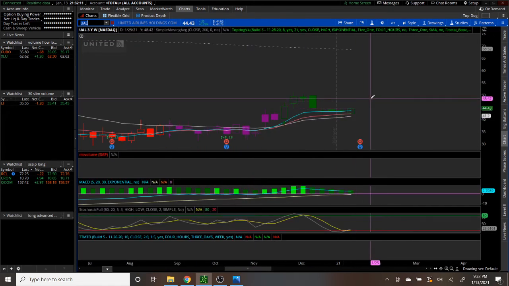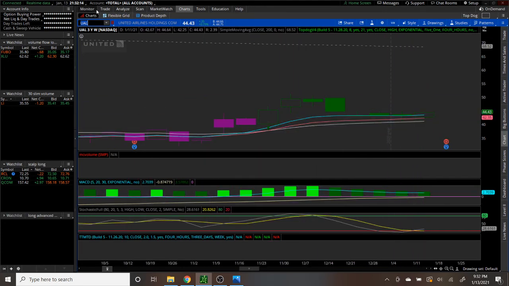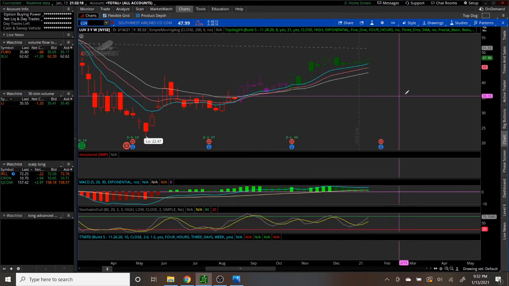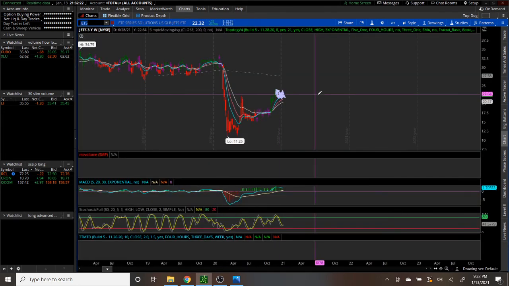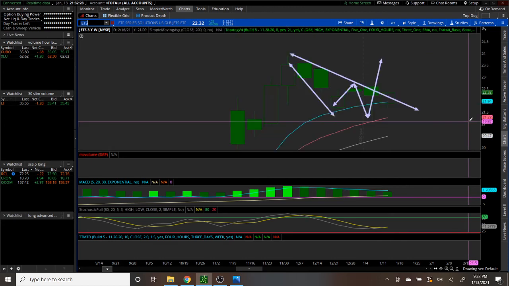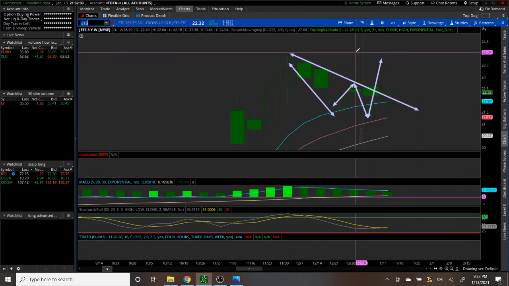United Airlines, right here, is what I was talking about. If you look at airlines in general, they're all going this way, right? Mark mentioned Jets. Jets looks really strong. If you can see right here, something that I like using is these trend lines.